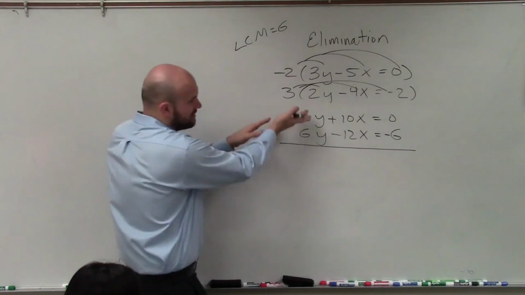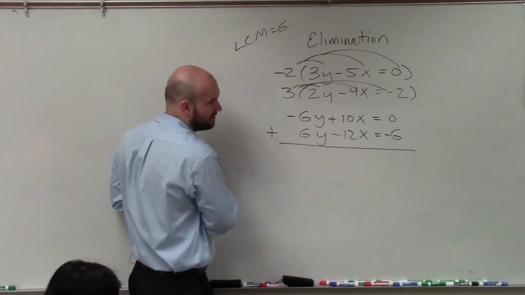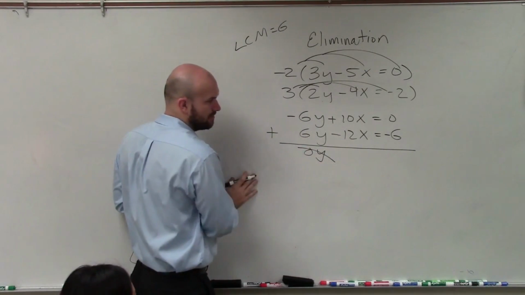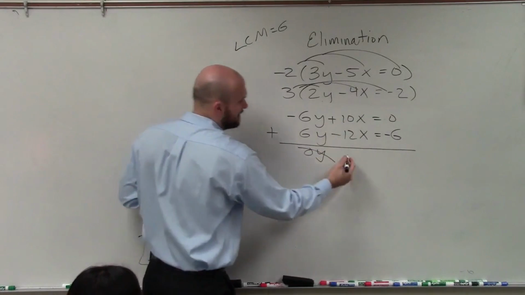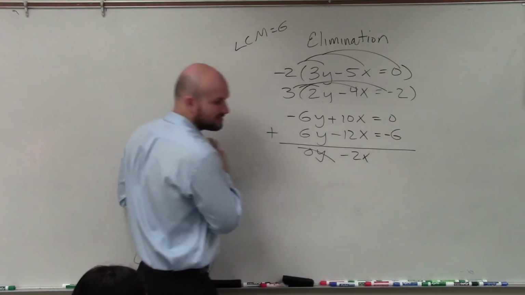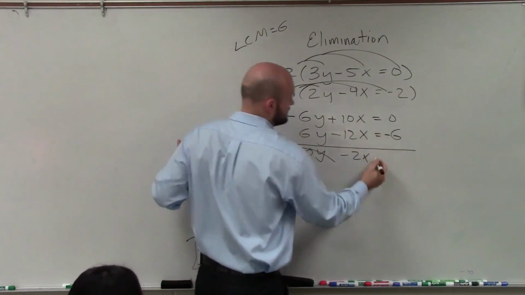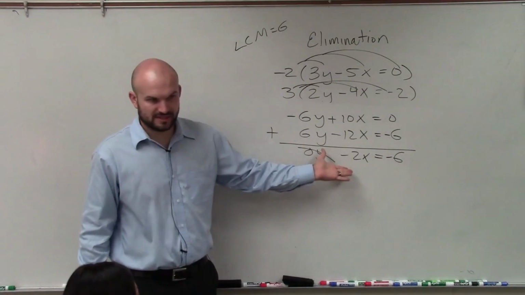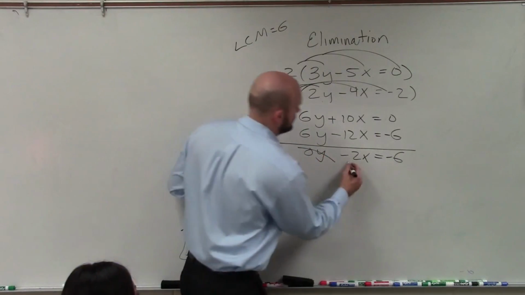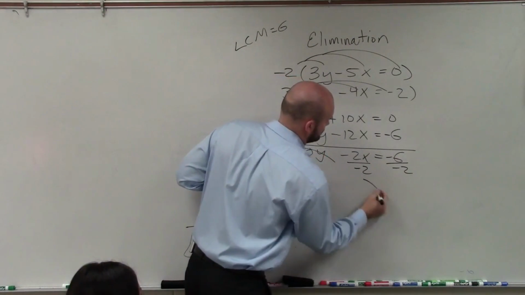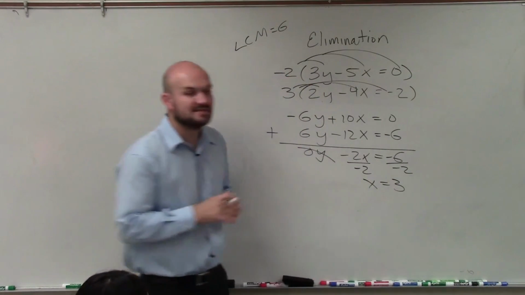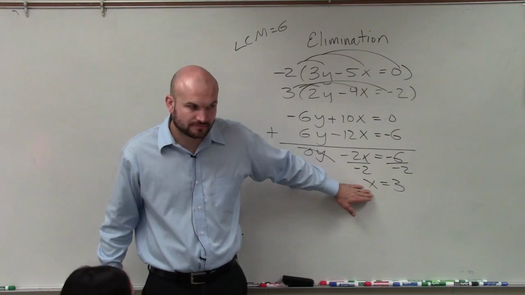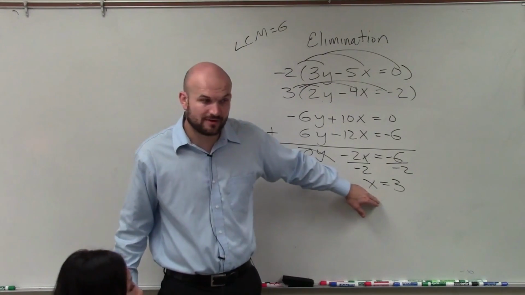So therefore, now to get this to be 0, I'm just going to add. Negative 6y plus 6y is 0y, which is just 0. 10x plus negative 12x is negative 2x. 0 plus negative 6 equals negative 6. You guys see? Now we have a pretty easy equation to solve, right? x is now equal to 3. So now we know the value of x, and we still need to find the value of y.